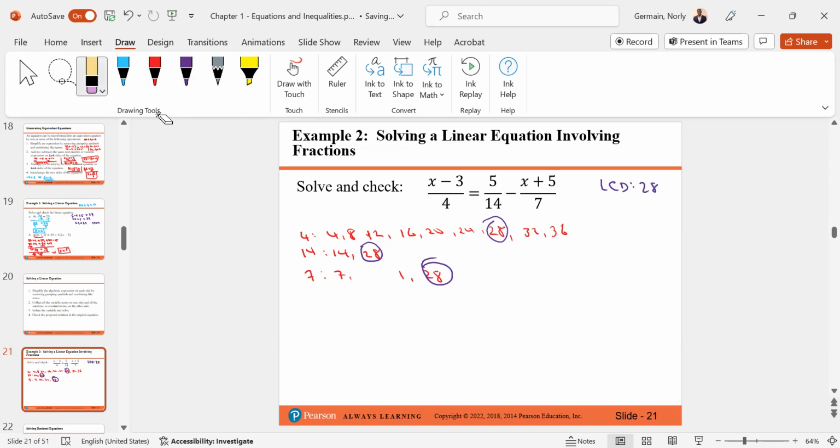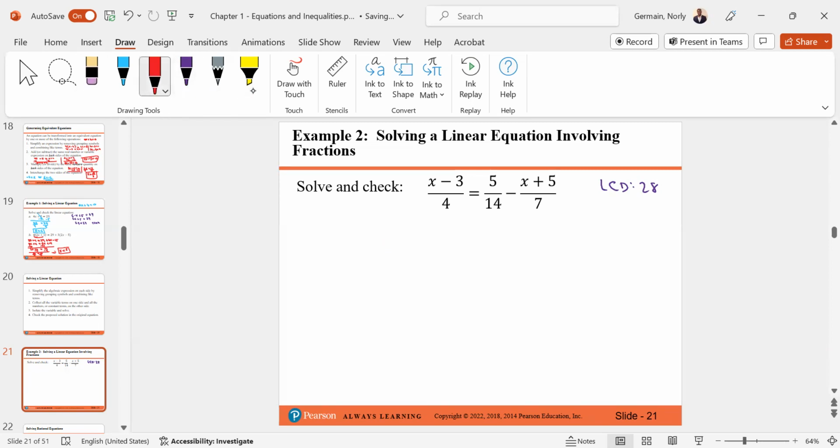Okay, so I'm going to erase this part, because we are able to identify it. With some practice, it's easy to find. There are two ways to do that. You can either multiply both sides by the least common denominator. That's the first thing to do.